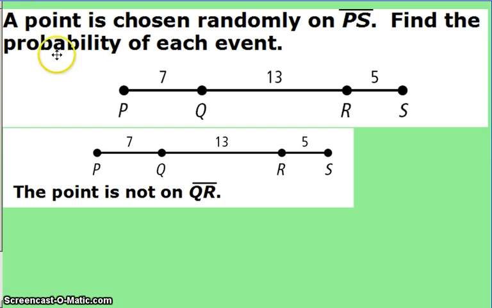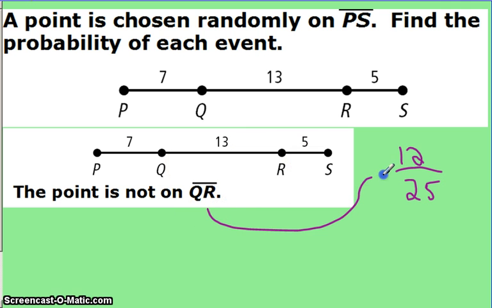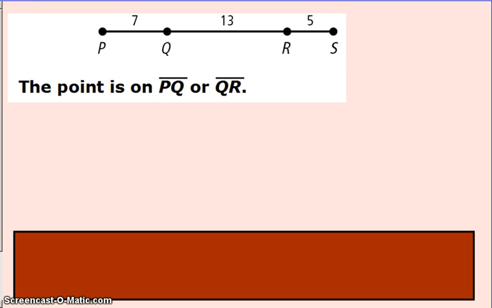We're going to move on here and look at the first example. We've got a point that's chosen at random from this length of PS. We're supposed to find the probability that the point is not on QR. Well, QR would be the 13, so what's outside of this 13 would be the 7 and the 5. So our favorable would be the 12 over the total, which would be 25, and that won't reduce, so the probability that it would not be on QR would be 12 over 25.